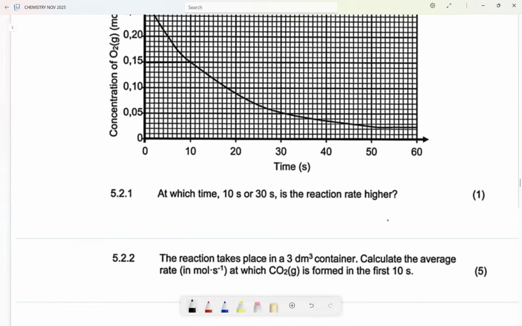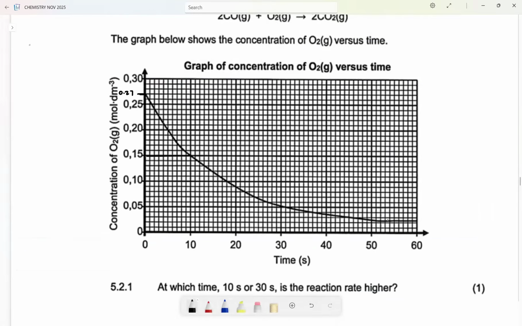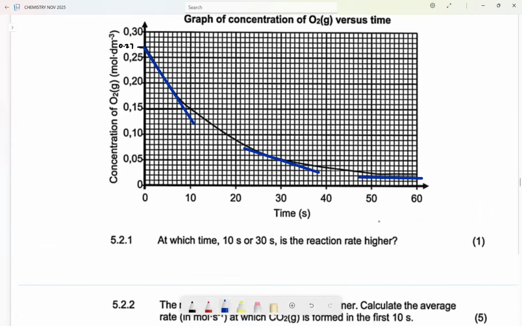At which time, 10 seconds or 30 seconds, is the reaction rate faster? Well, the reaction rate is faster when the reaction just starts. When the reaction starts, the gradient is steeper. Compared to 30 seconds, can you see the gradient now starts to become gradual? For the first 10 seconds the gradient is steeper, but as it goes, it becomes gradual until the reaction is complete. So here it is faster, and here it is slower. So at which time is the reaction rate faster? At time t equal to 10 seconds.